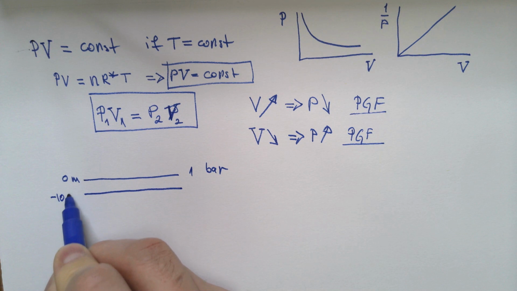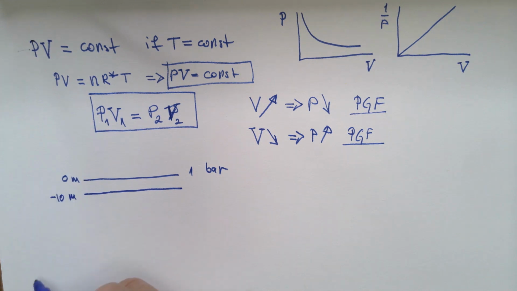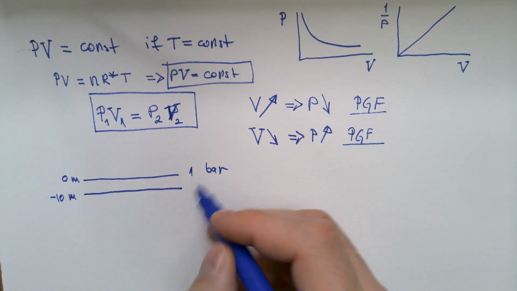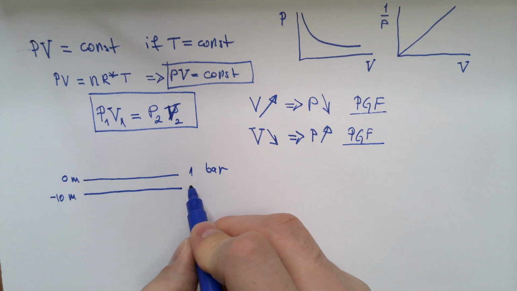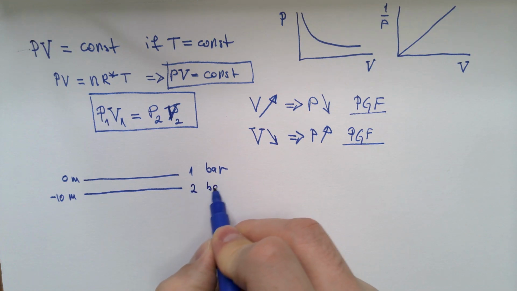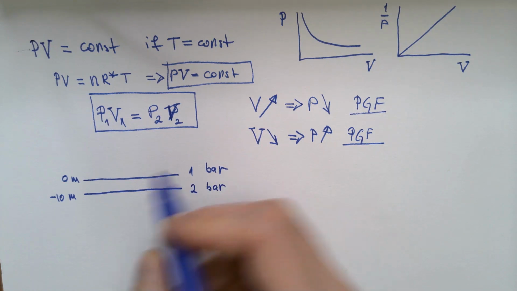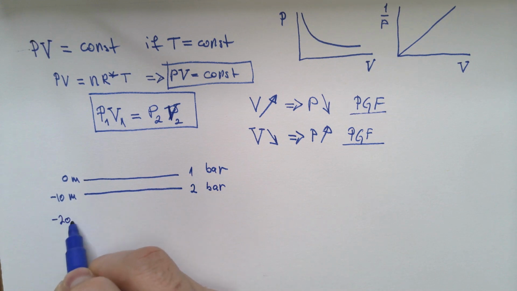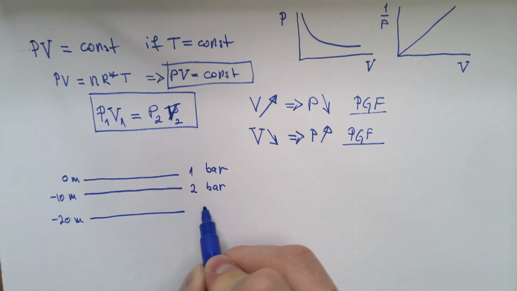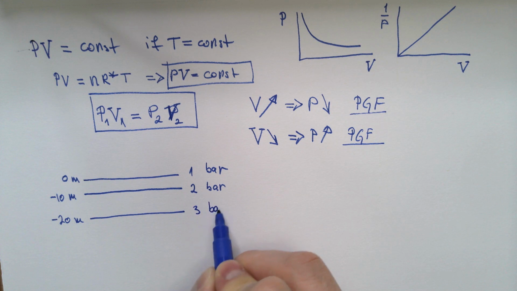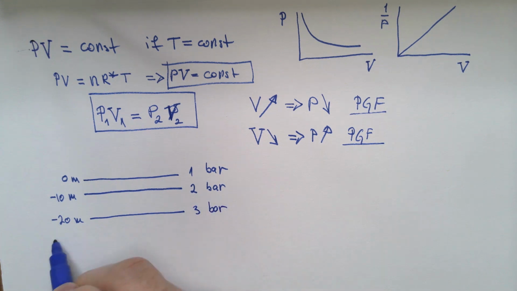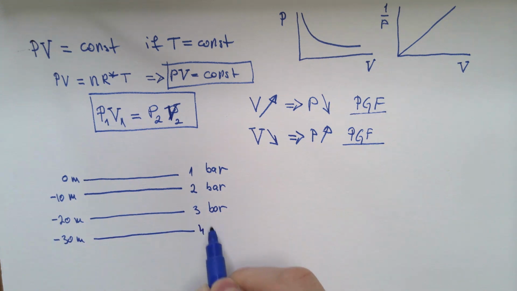Here is negative 10 meters, so we are going in depth down. And pressure at 10 meters below the surface is 2 bars. Now we go to negative 20 meters. Pressure is 3 bars. Let's do one more. We go negative 30 meters. Pressure is 4 bars. And so on.